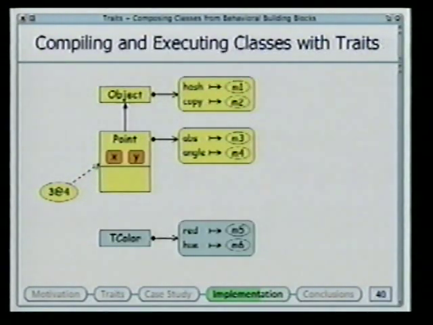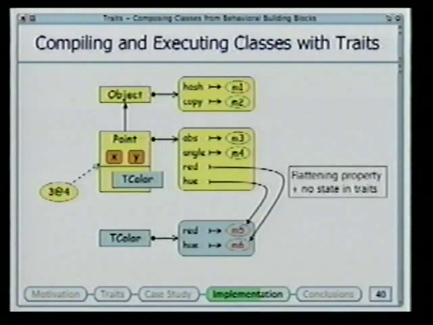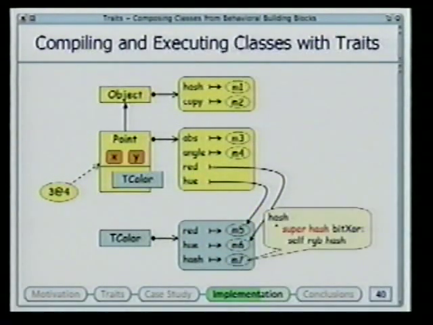Now, let's see what happens if traits come into play. We have here a trait TColor, and like classes, traits also have an associated method dictionary. If we now use that trait in the class Point, the compiler extends the method dictionary of the class with an entry for each of the methods in the dictionary of TColor. However, it does not copy the actual method objects; instead it references them. So the bytecode is not really duplicated. And this is possible because of 2 things: because of the flattening property, which says that the semantics is the same, and because there is no state in traits, so we don't have an index offset problem, so it just kind of works.